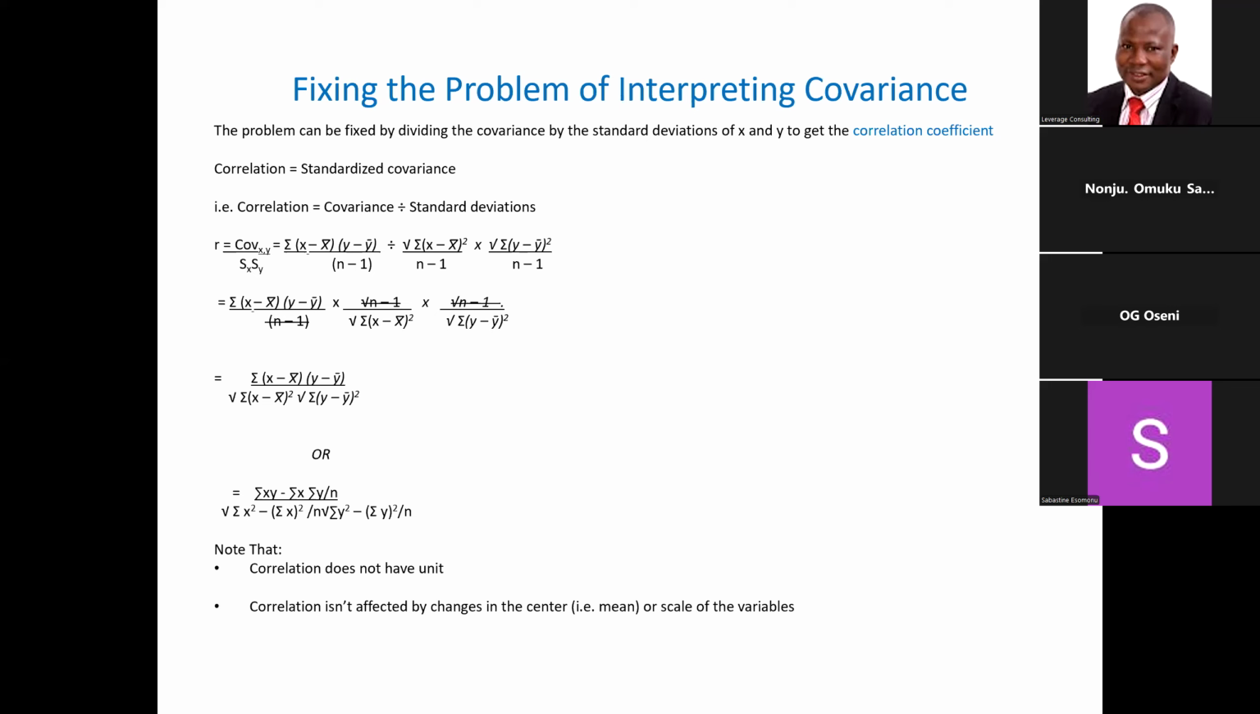When you divide the covariance by the standard deviations, it gives you correlation. So the formula for correlation brings in the standard deviation of x and y, and correlation is a standardized covariance. You standardize it so that it will be like a z-score. It doesn't have units. It becomes a ratio, it's dimensionless. The value ranges up to 1, but it can be negative or positive.